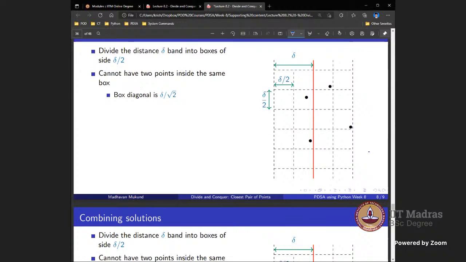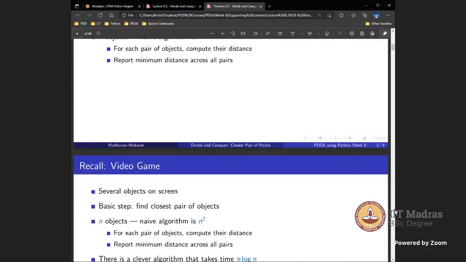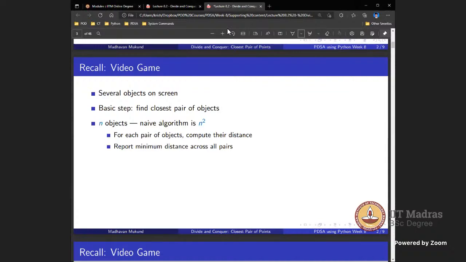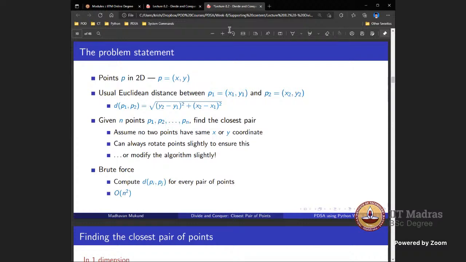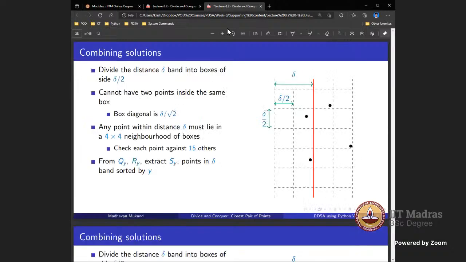Also, one more thing: we are assuming that no two points have the same x or y coordinate. That's one assumption we took in the beginning. Every x and y coordinate is distinct. If not, you have to rotate slightly and ensure it is not a problem, even a small change at the fifth decimal digit works. The 16 blocks are just so that it should not cross the bounds. That's it.